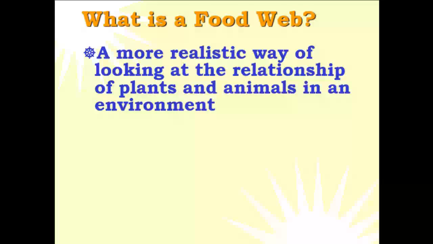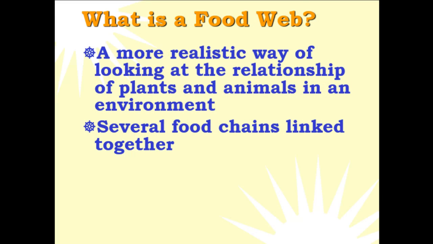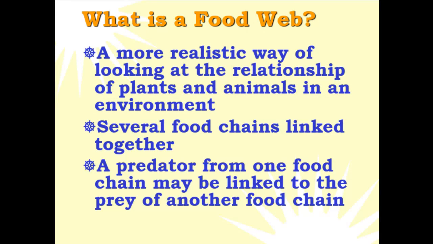Now, food web's a little bit different. It's a little more complex. It's a little bit more realistic, too. When you look at the relationship between plants and animals in an environment, there's more than one line of movement between the energies. So basically, if you think about it, you could look at several food chains that were linked together. Now, and this is an interesting thing. A predator from one food chain could also be linked to the prey of another one. So basically, it's all the relationships between the plants and animals in a whole ecosystem, not just one straight line relationship like we just showed with the food chain.